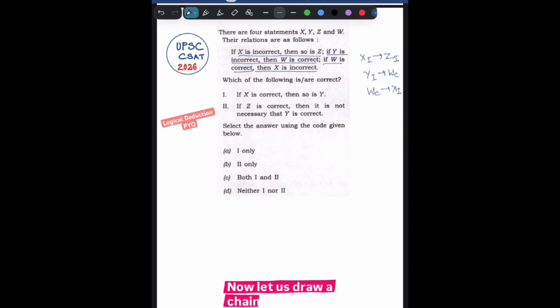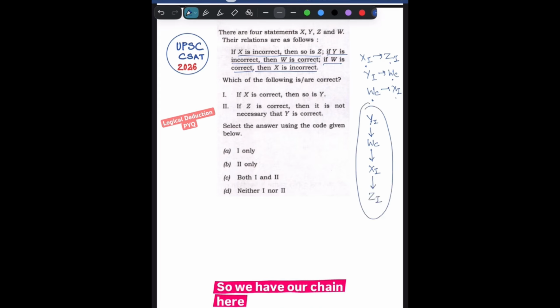Now let us draw a chain out of this. We have W correct here and we have W correct here. So we can write it as, if Y is incorrect, then W is correct. And if W is correct, then X is incorrect. So let us write X incorrect here. If X is incorrect, then Z is incorrect. So let us write Z incorrect here. So we have our chain here and we'll use this chain to analyze both these statements.